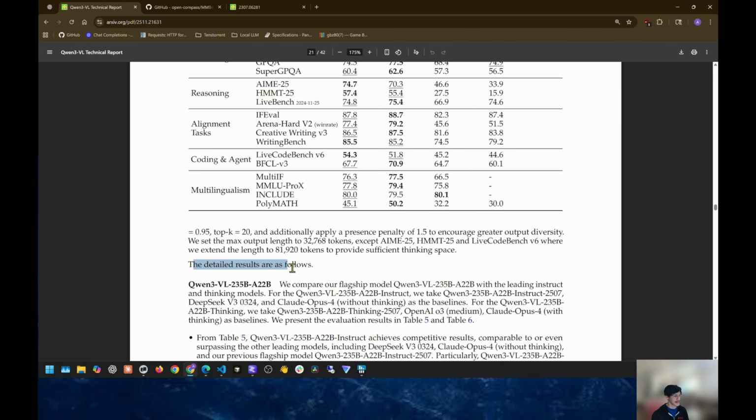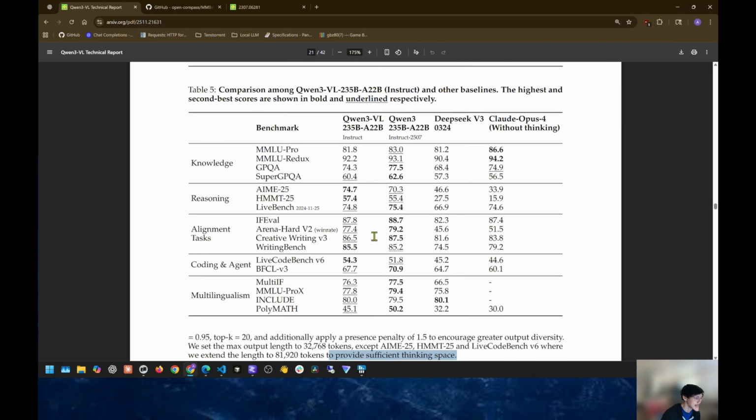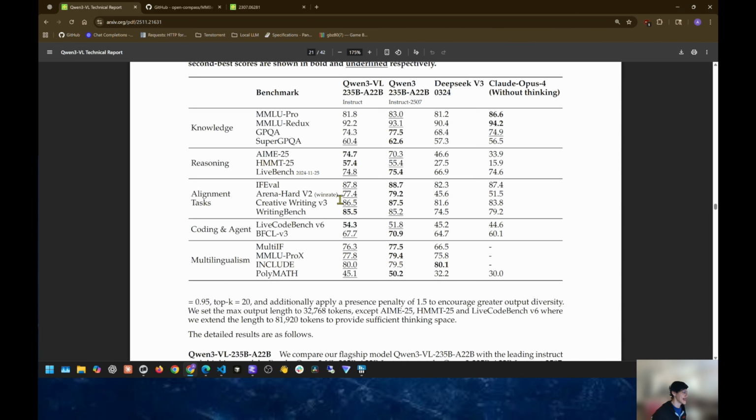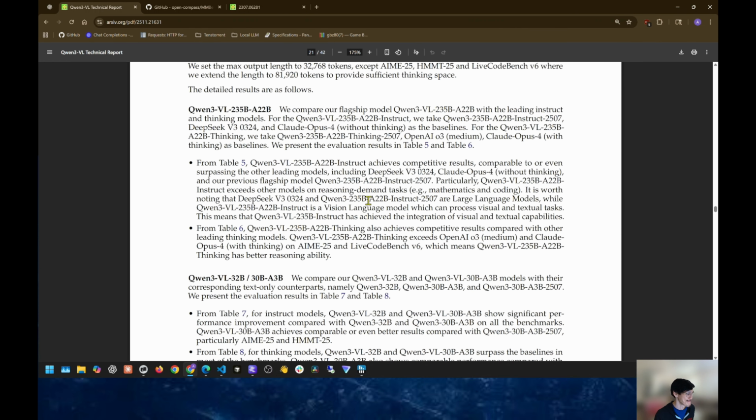The detailed results are as follows. Okay, so here it is. Interesting. It's competing with Claude Opus and DeepSeek V3, and the really big models actually don't do that bad in comparison. In fact, AIME25 is very good. I'm guessing it's, I don't know, benchmaxed maybe? How could it be that good? That's interesting. So, yeah. All right.